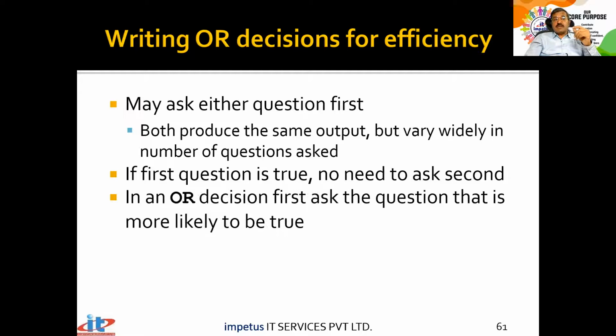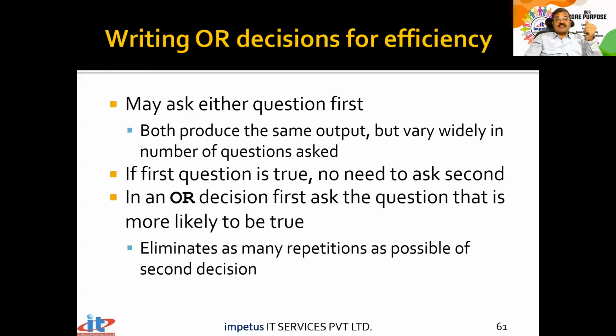So keep this logic in mind, it will help you everywhere. In an OR condition, first ask the question that is more likely to be true. Mark this statement. In an OR decision, first ask the question that is more likely to be true. And in an AND condition, first ask the question which is more likely to be false. Because false and anything is false, whereas true or anything is true. So if we can reach the final answer, then I don't need to check the second condition. Eliminate as many repetitions as possible for the second condition. So that's what we'll try and do.